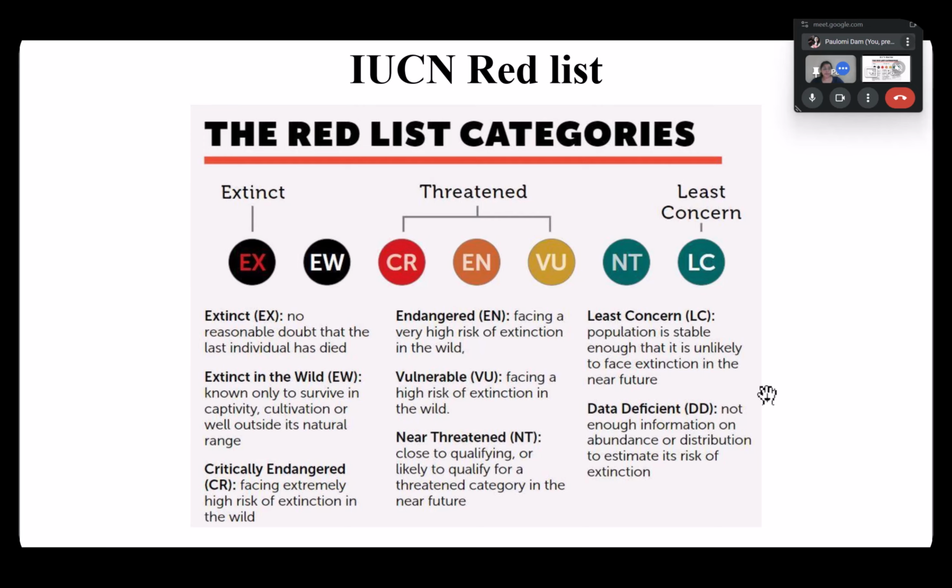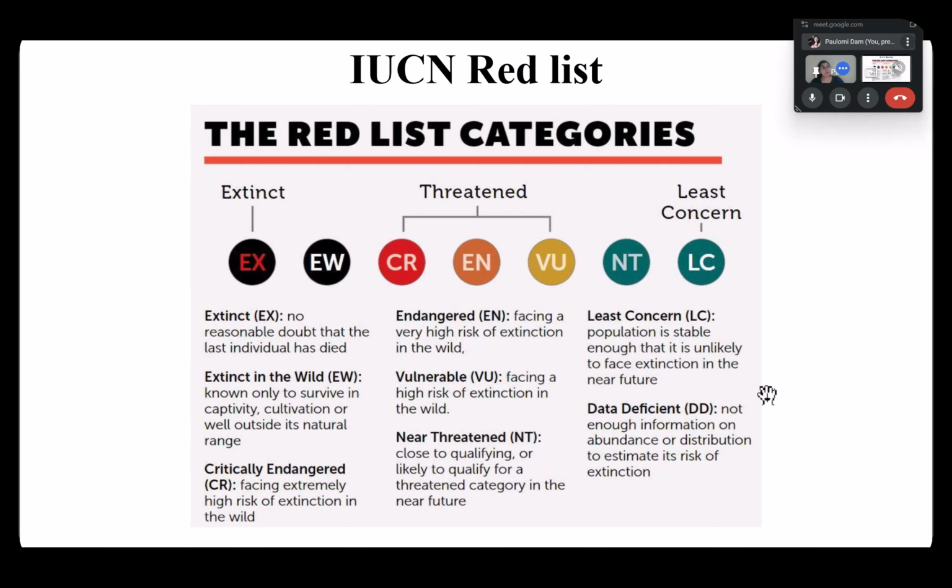So IUCN has made this list of categories where it has classified animals based on the information that it has, based on the population size, based on the habitat, based on the range of the animal, into these several categories. Based on the placement of animals into these categories, they are considered for their importance in conservation programs.